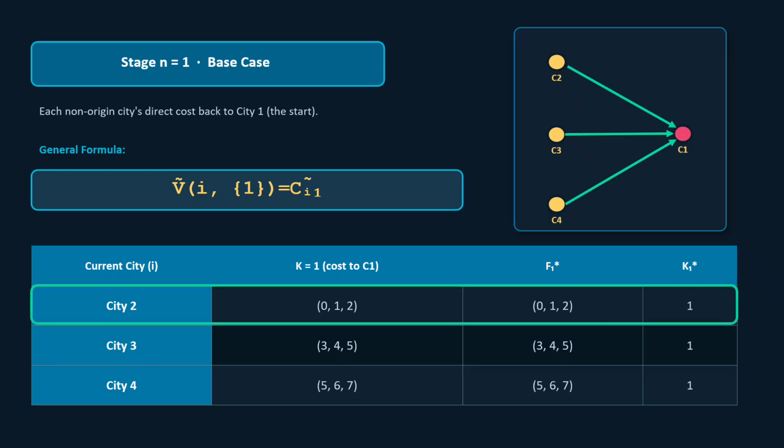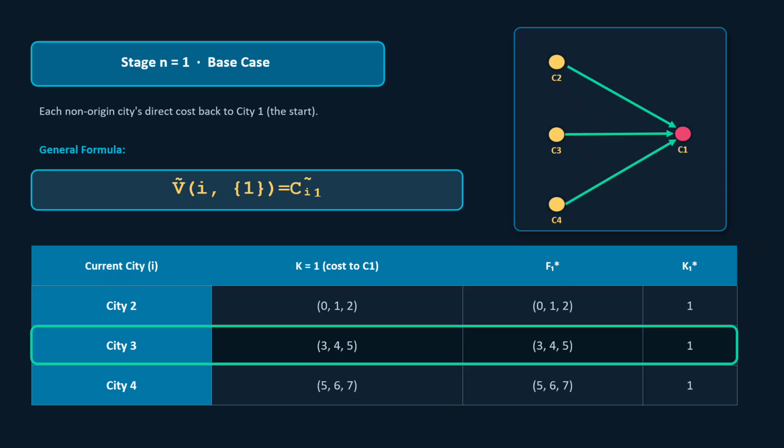Row 1, City 2. City 2 wants to return directly to C1. From the cost matrix, the travel cost from C2 to C1 is 0, 1, 2. Since there is only one option, F1 star equals 0, 1, 2, and K1 star equals 1. Row 2, City 3. City 3 returns directly to C1. Note that the cost from C3 to C1 is not 14, 15, 16. That is the cost in the other direction. Looking at the matrix carefully, the return cost from C3 to C1 is 3, 4, 5. So F1 star equals 3, 4, 5, and K1 star equals 1.